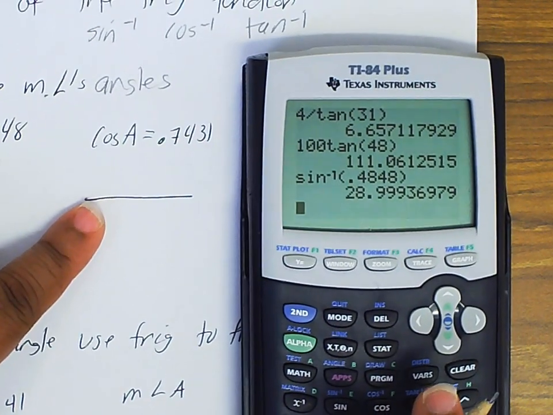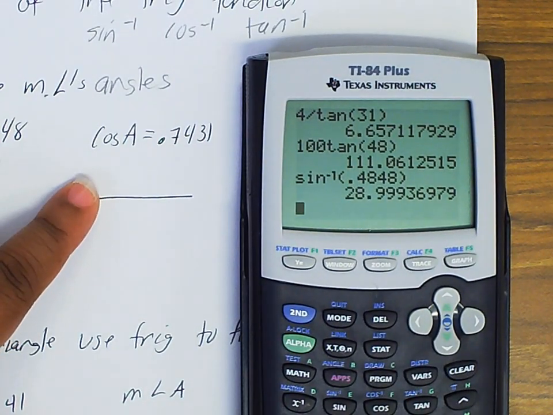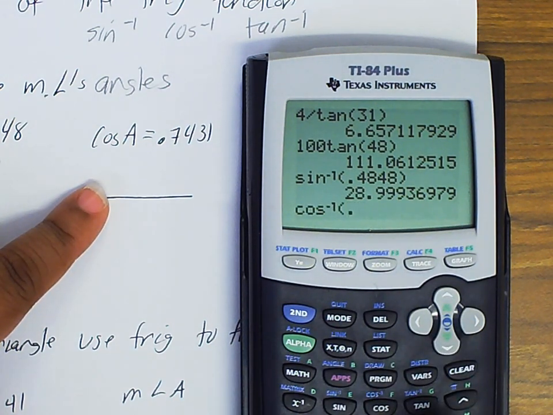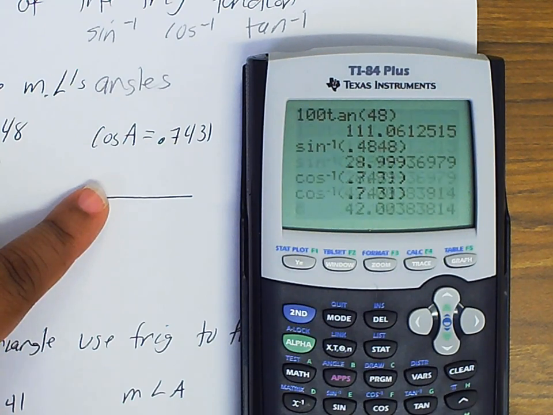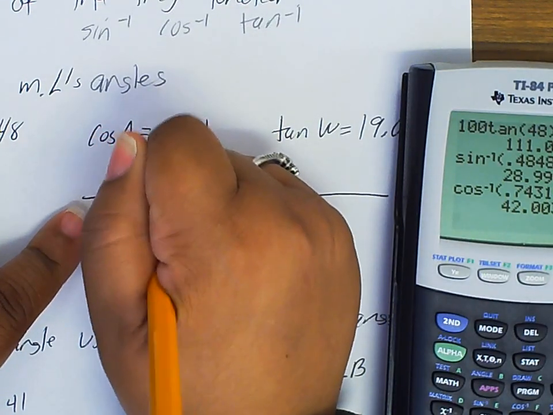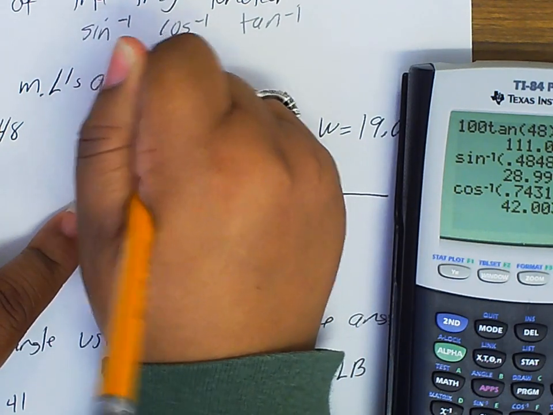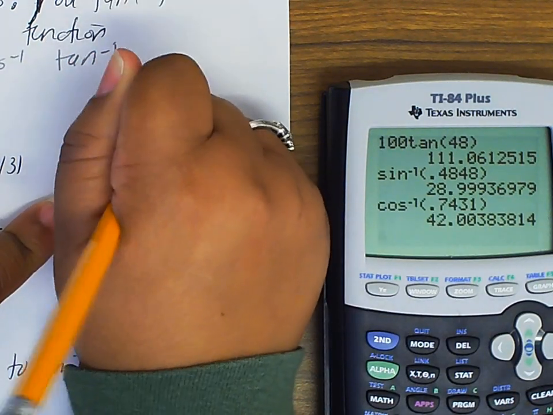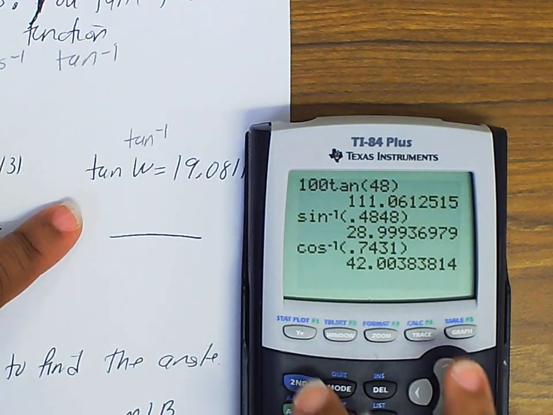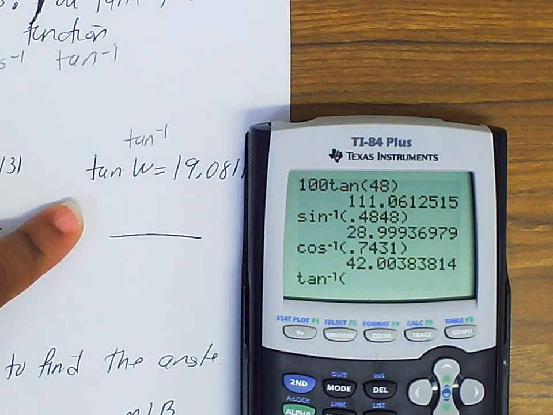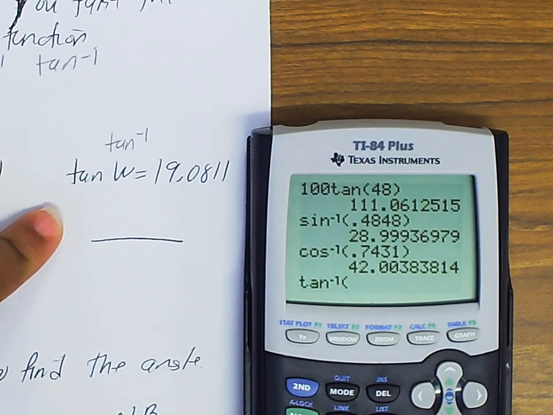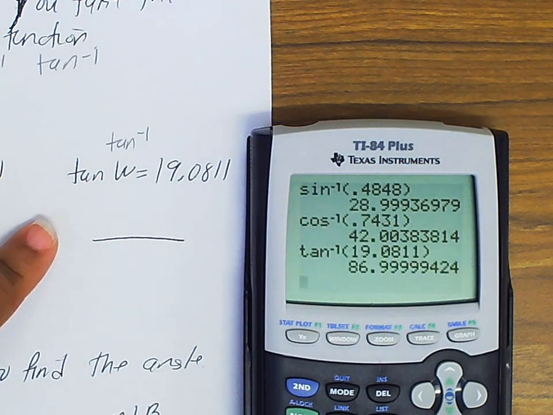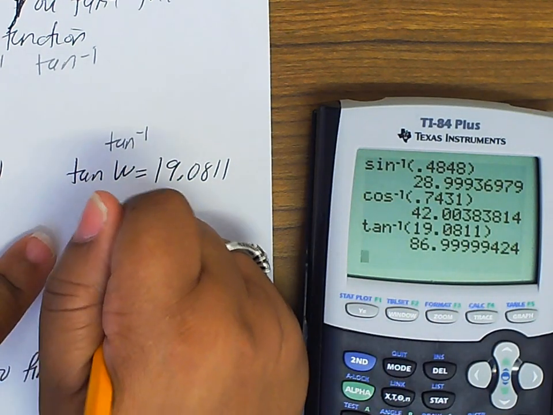I'm going to do the same thing for the cosine. I have to put the inverse though because we're looking for the angle. So I hit second cosine and I type in 0.7431. And that gives me 42. Again, make sure you hit the inverse. Then I'm going to do the same thing for the tangent. Whenever you look for the angles, you have to hit the inverse. So I'm going to hit second tangent, so you can see my little inverses there. Then type in 19.0811. And that turns out to be 86.99, which if you want to round, we'll round this one to 87.